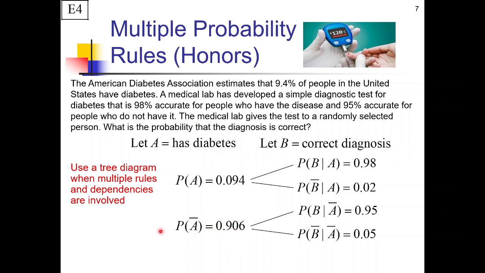Pause the video at this point and see if you can use this information in a way that will tell us the probability overall that we have the correct diagnosis. And again, you need to take into account both the people who have the disease and the people who don't.